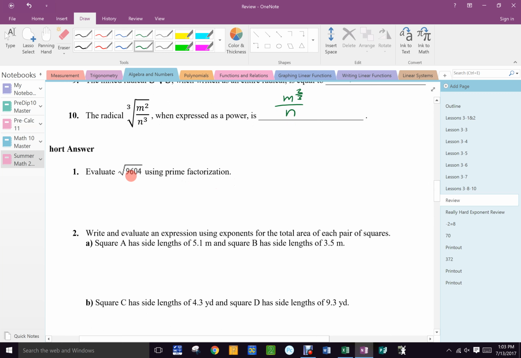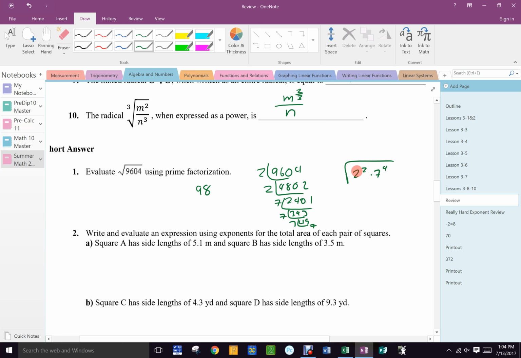This is 98. To factor that, you went 9604, divided it by 2, got 4802, divided it by 2, got 2401. Uh-oh, it doesn't divide by 2. Uh-oh, it doesn't divide by 3. Uh-oh, it doesn't divide by 5. What's the next prime number? 7. 343, 49, 7, 7. So you had the square root of 2 squared times 7 to the 4th.